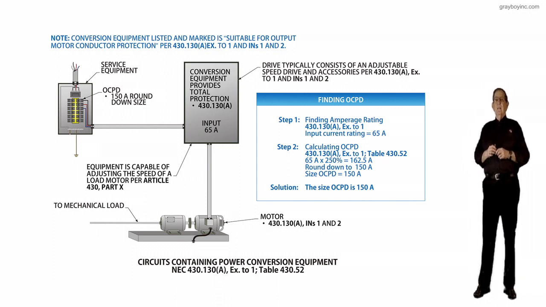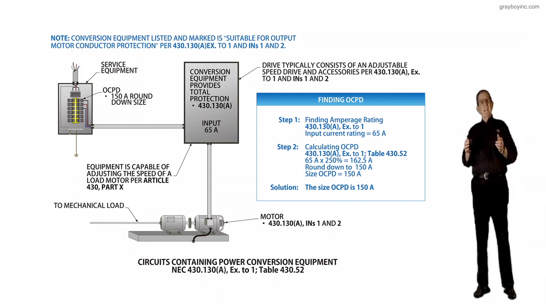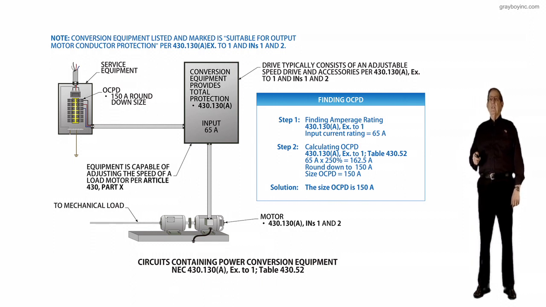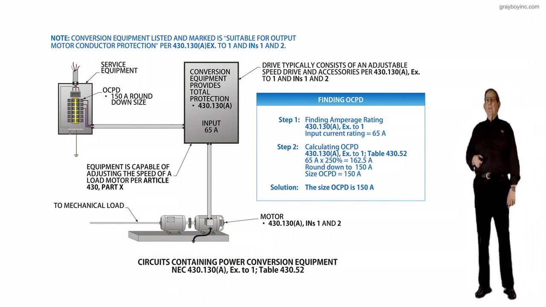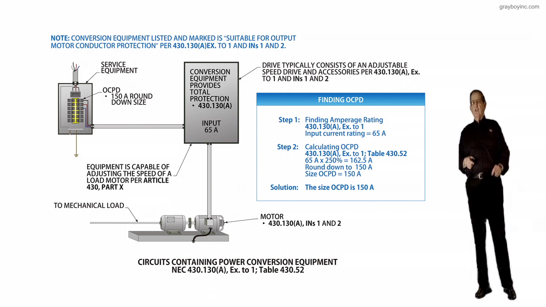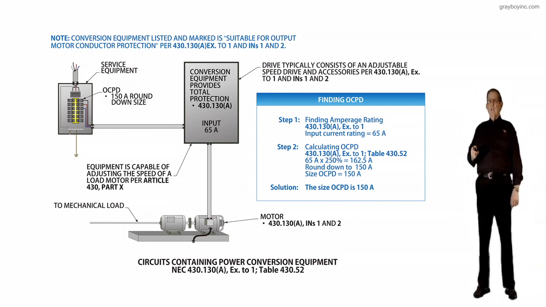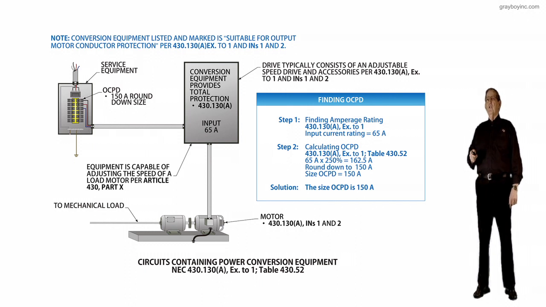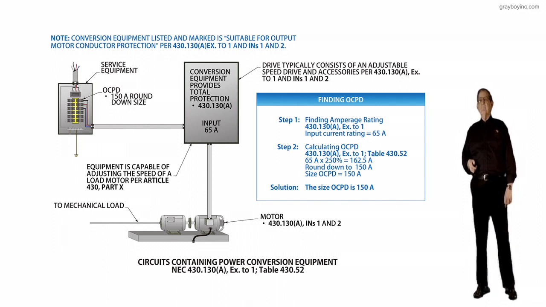But now let's review the calculation in finding the overcurrent device with the boxed in information with step 1, step 2, and solution. So step 1, finding the amperage rating. So we would address the section 430.130A exception to 1 and its current input current rating, 65 amps, that we see here in the illustration.